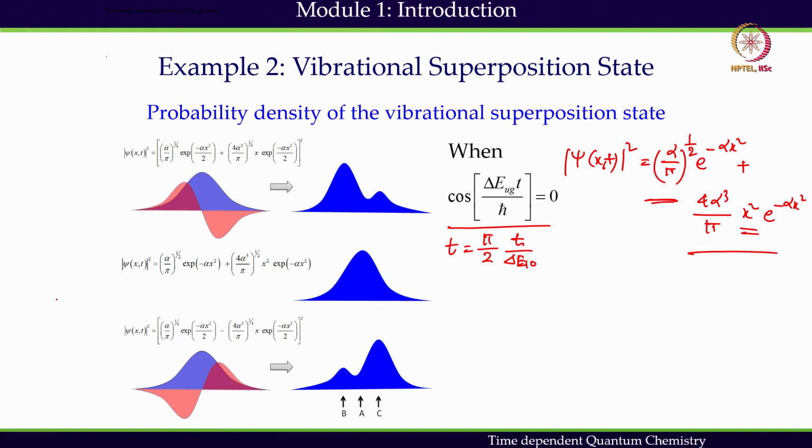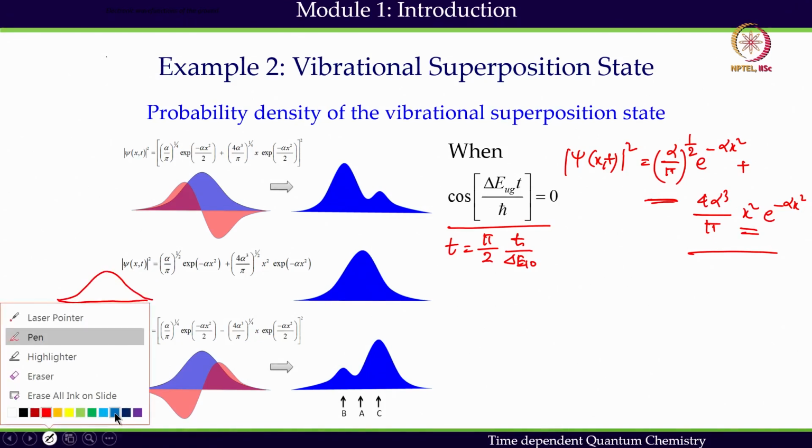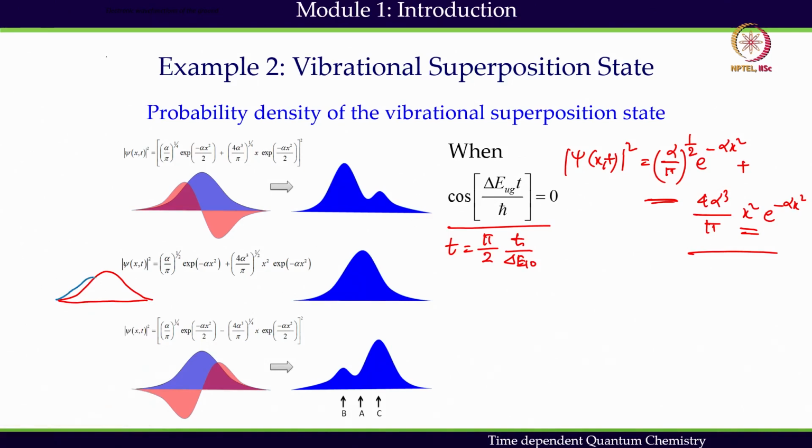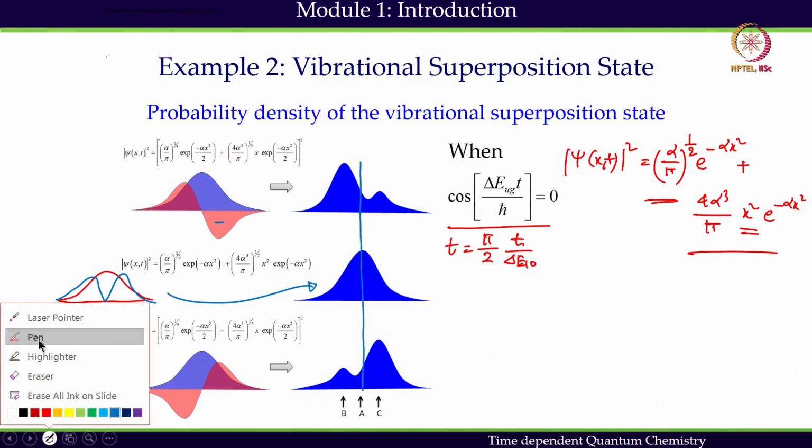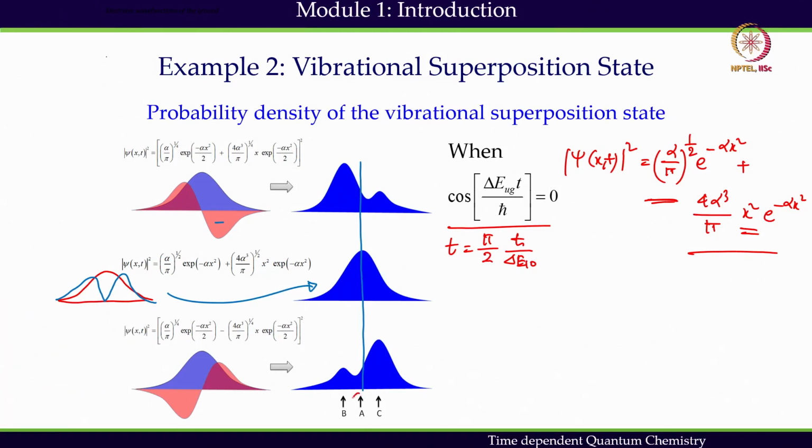I have this function, then I had another function, but it is now squared. That's why it will not have any negative phase like this. And if we add them together, we finally get this, which means that the maximum density has come to this middle point, which is defined by A at this time.